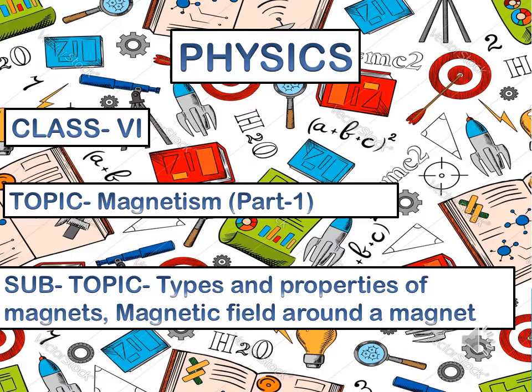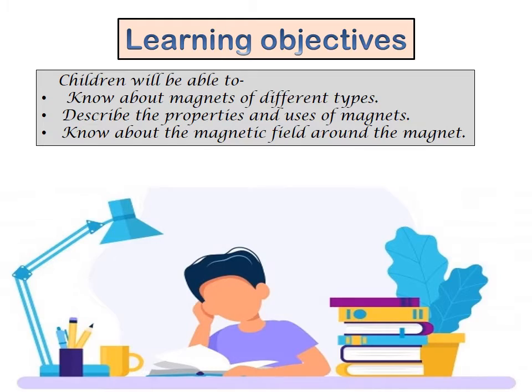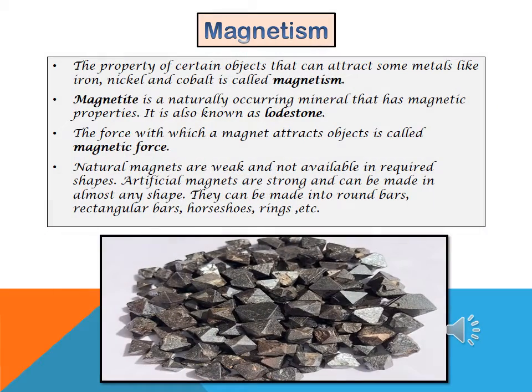Today, you're going to study about magnets, types and properties of magnets, and the magnetic field around a magnet. The property of certain substances that can attract some metals like iron, nickel, and cobalt is called magnetism. We know that magnetite is a naturally occurring mineral that has magnetic properties. It is also called lodestone.